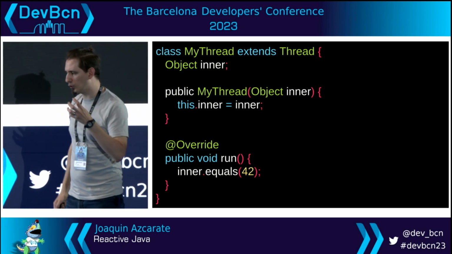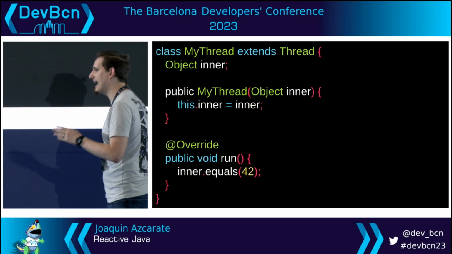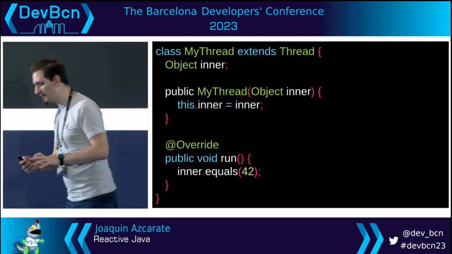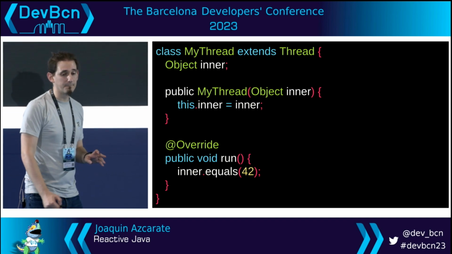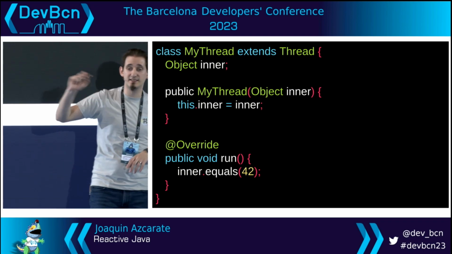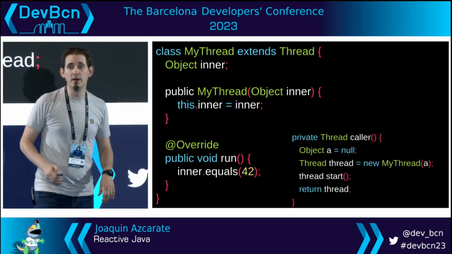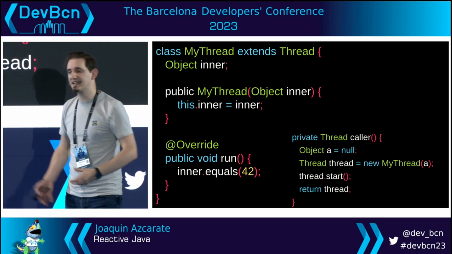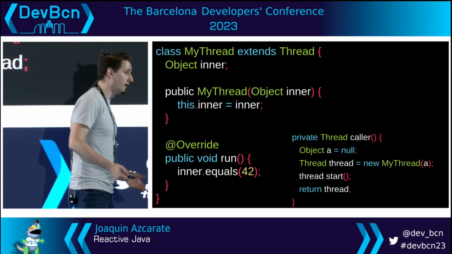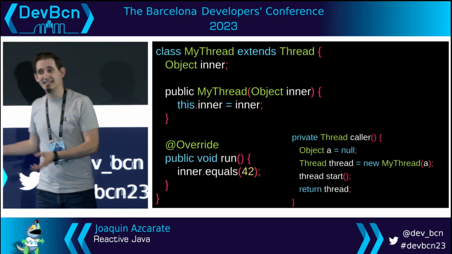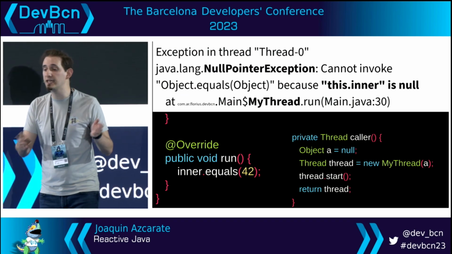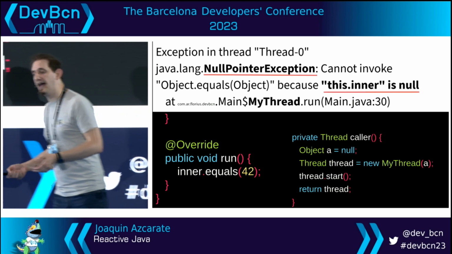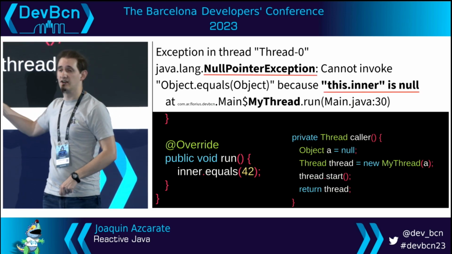Just to drill this idea home, imagine that we have this Java code of a thread that the only thing that it's doing is running if the inner value that's being passed as a constructor is equal to 42. And we have a function that creates a new thread and starts that thread. But it starts the thread with A being null. You might have guessed this throws a new null pointer exception, right? We are trying to equals to a null. Cool. JVM does throw this null pointer exception, and it even tells you, hey, in this inner, there's a problem.